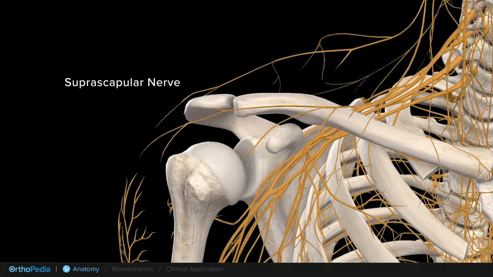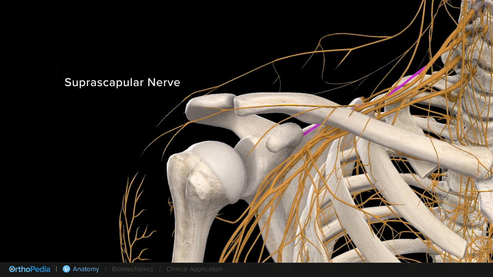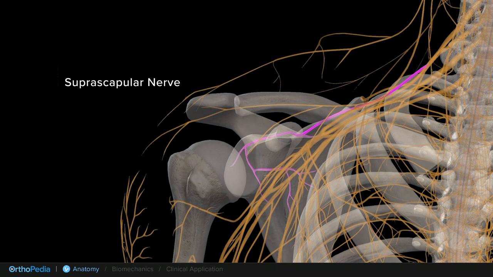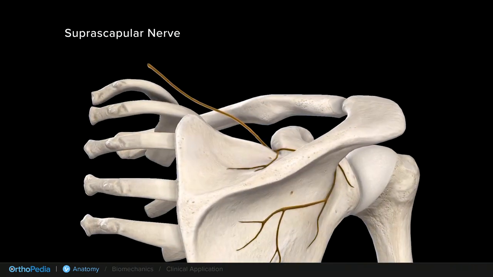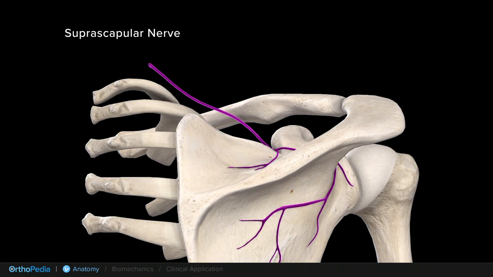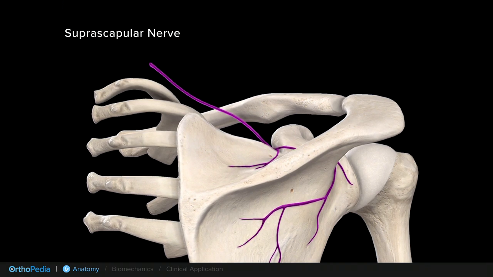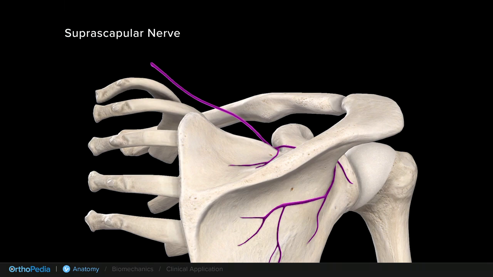Nerves that are pertinent to shoulder arthroscopy are the suprascapular nerve, which arises from the brachial plexus and is primarily responsible for the innervation of the supraspinatus and infraspinatus muscles of the rotator cuff.